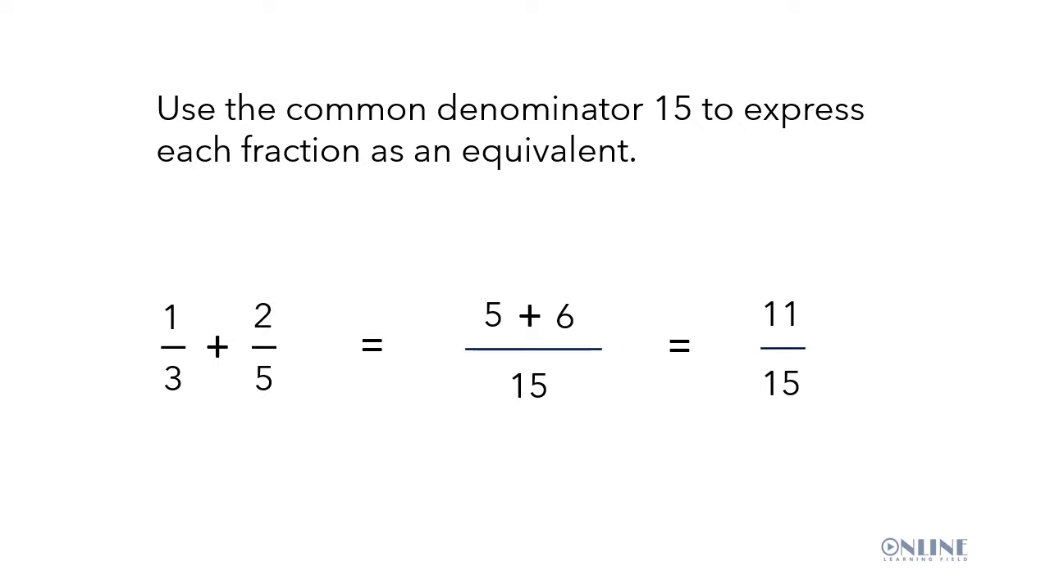Write 5 above the division line and add the addition sign. The other fraction is 2/5. 5 can divide 15 3 times. Multiply this 3 by 2, which is the numerator of 2/5. The answer is 6. Add this 6 to the right of the addition sign above the division line.